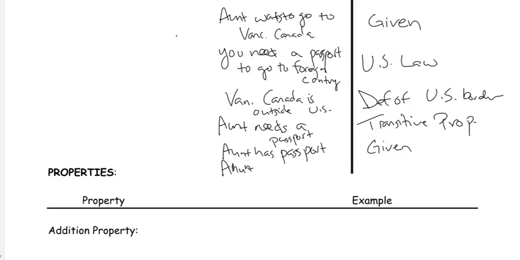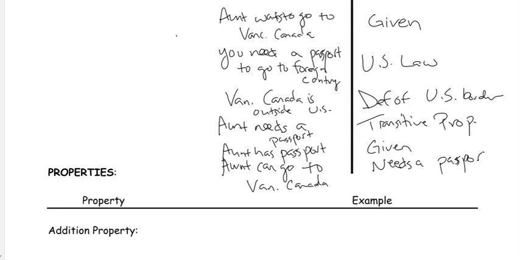Aunt, and my handwriting, sorry, let me white that out. Aunt can go to Vancouver, Canada. Needs a passport. And has a passport.